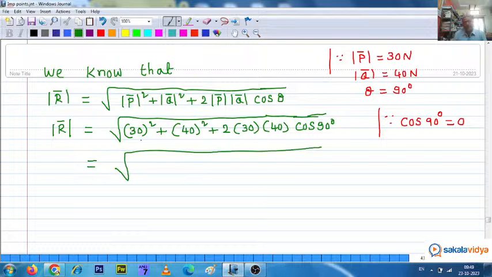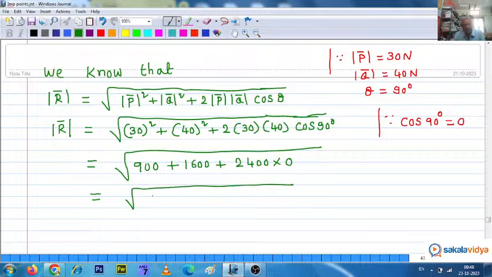This is equal to, what is the value of 30 square? 30 square means 30 into 30 is 900, clear. 40 square is 1600, plus this is actually 2400, cos 90 is 0. So this is equal to 900 plus 1600 is 2500, plus 2400 into 0, 0. So which equals the square root of 2500. Square root of 25 is 5, square root of 2500 is 50. So this is 50 newtons.